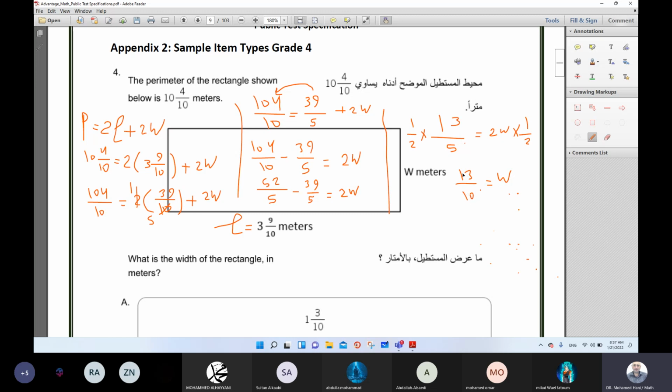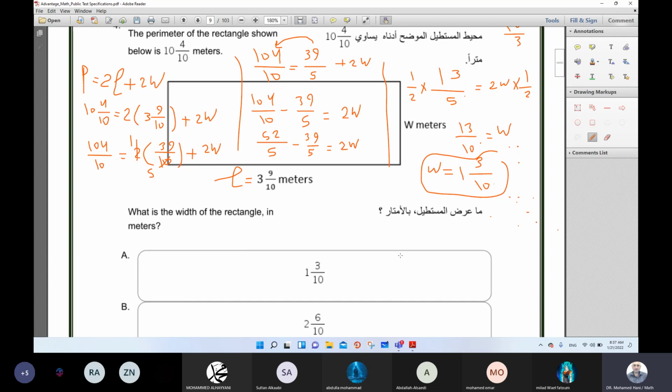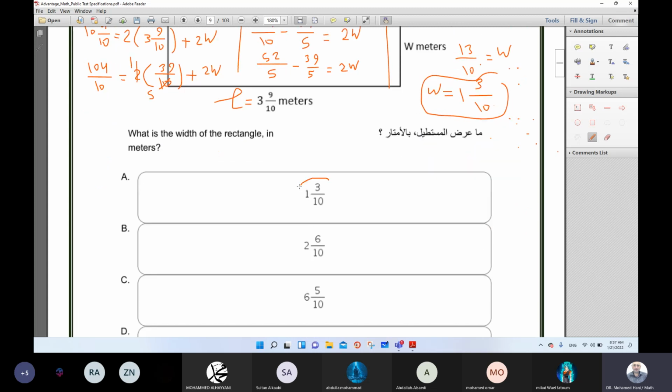As a fraction, change it to the mixed number. We can do long division, 13 and here 10. 13 divided by 10 will be 1. 1 times 10, 10. 13 minus 10 will be 3. So the answer, take the quotient, this is the whole number, and 3 over 10. So this means the first choice is the correct choice.